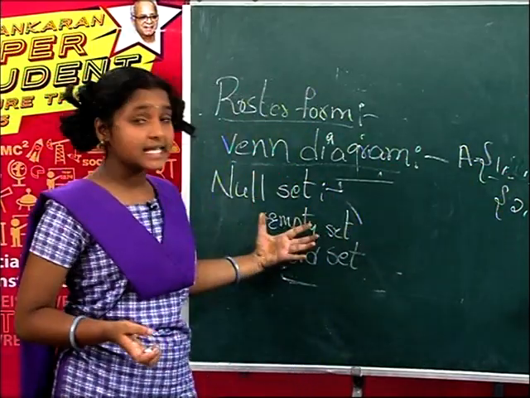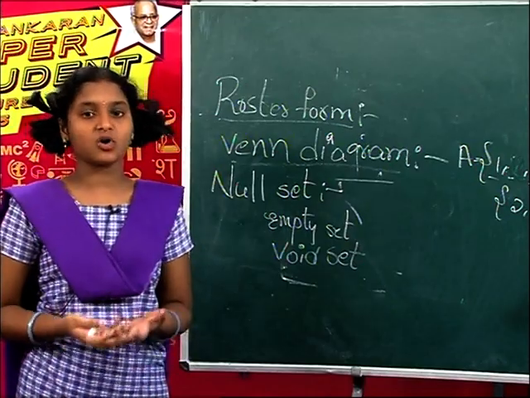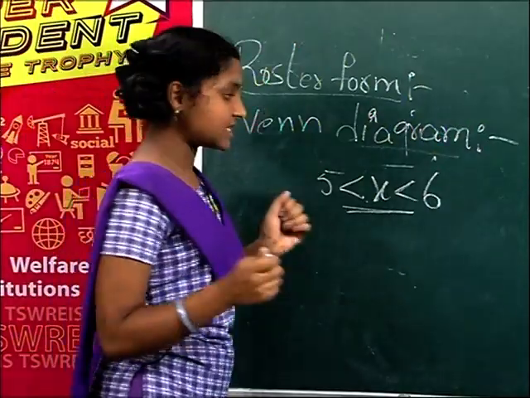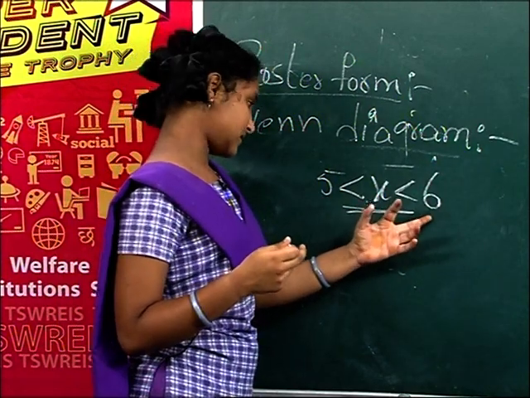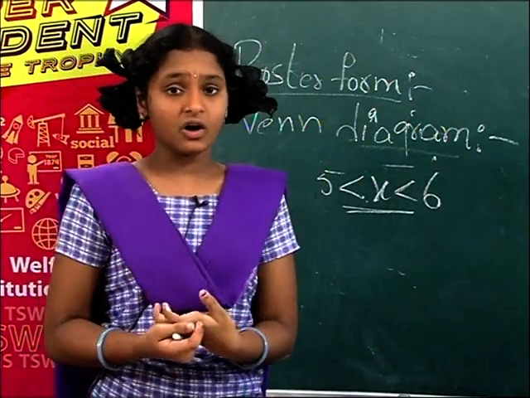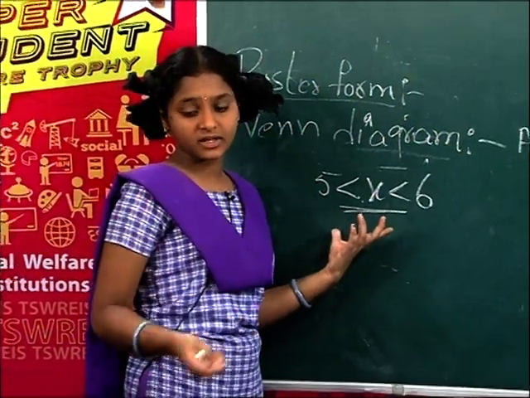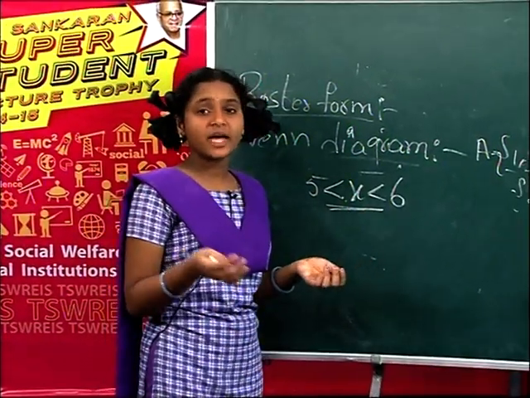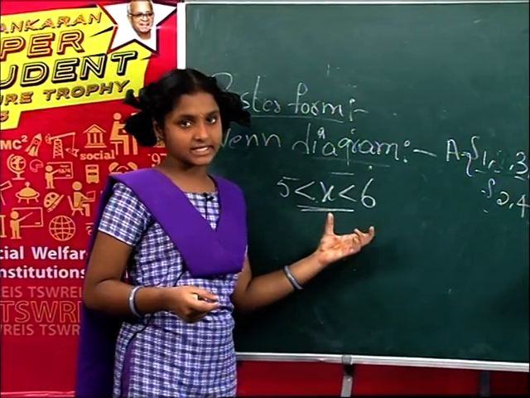The null set is nothing but a set containing no elements. For example, the set of natural numbers greater than 5 and less than 6 is empty. In the rational numbers we can write many numbers in between them, but in natural numbers we don't have numbers in between 5 and 6.